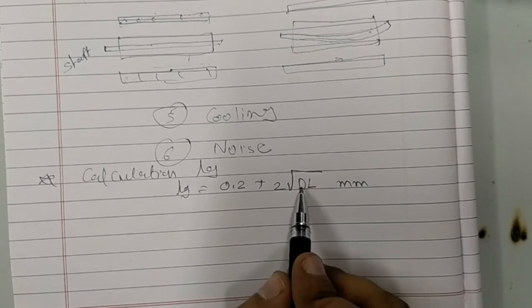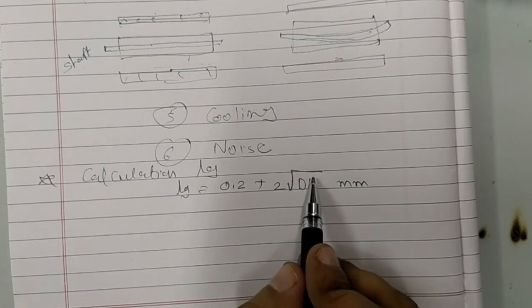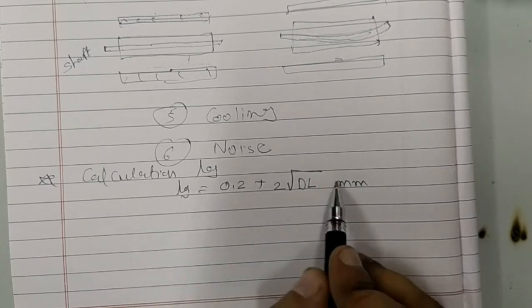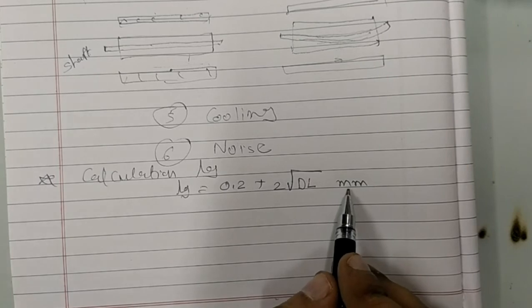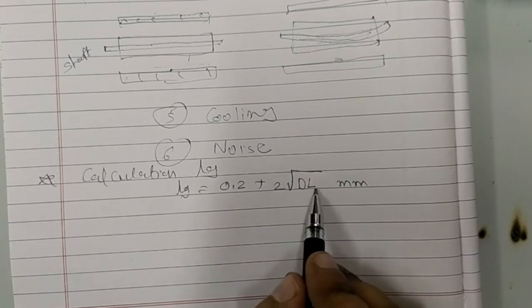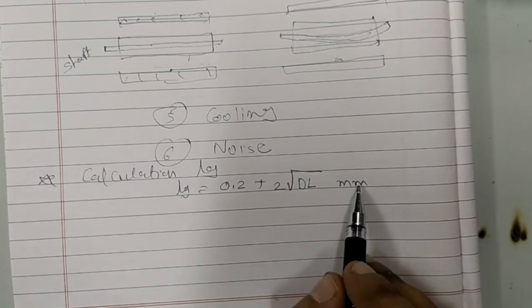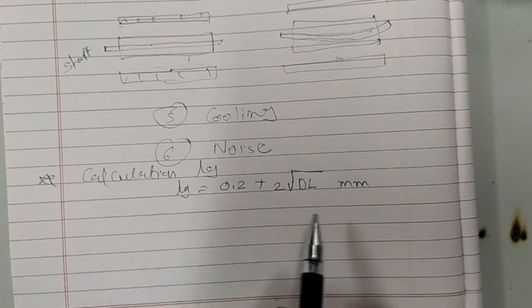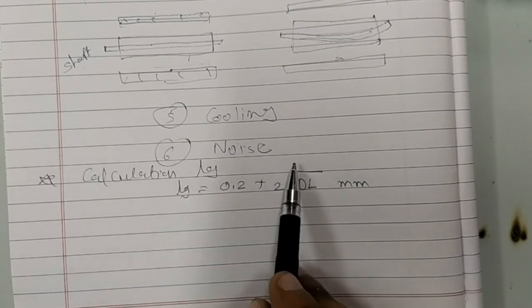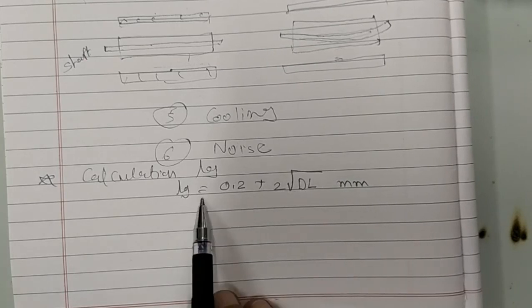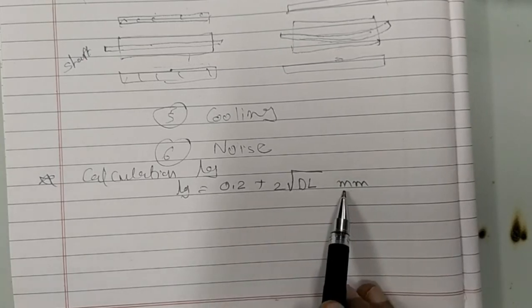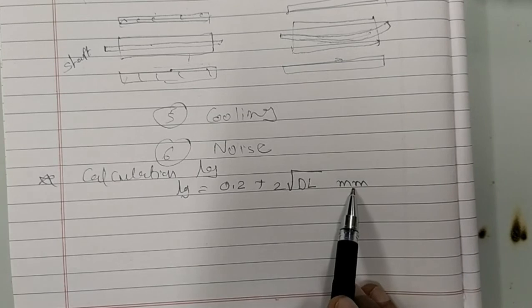Okay, this will be in a meter. Under the root we are going to take whatever numerical value is there, and that will be the length of the air gap in mm. We don't have to convert D and L into mm. This equation has been experimentally derived, so take the values of D and L in meters, put those values over here, and whatever value you get, that many mm is your length of the air gap.